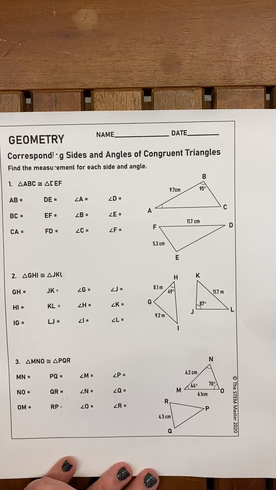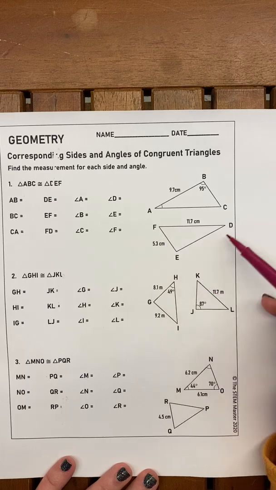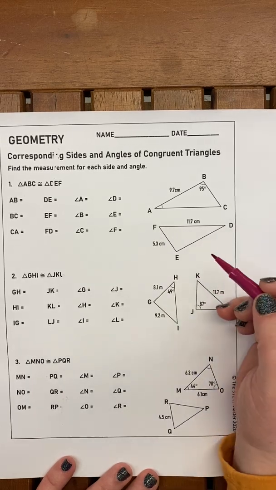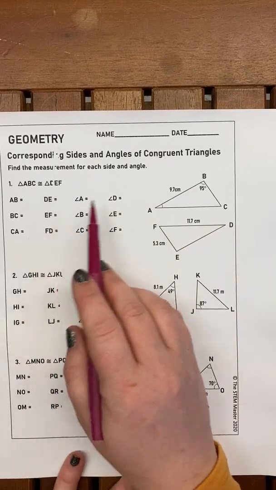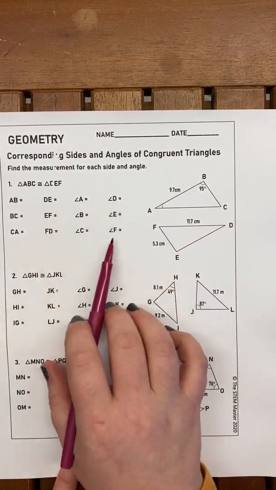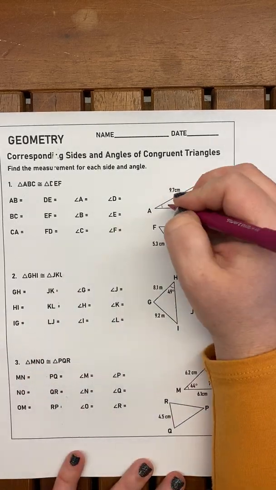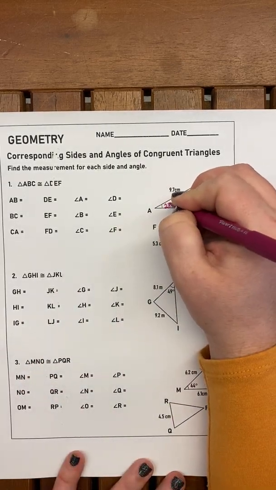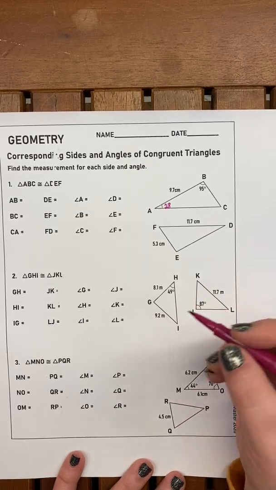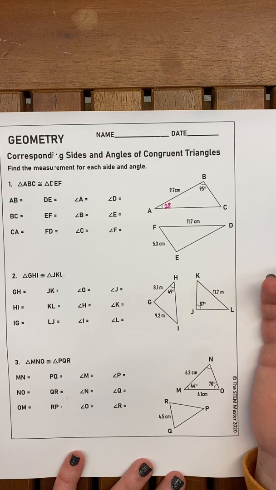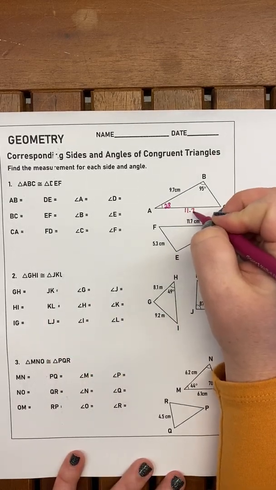So here we have angle ABC and FED, and they have labeled some of the sides, and the angles, so they want you to tell them what all of these are. Now on this one, there is a missing part. Most of the ones I was able to correct. So what I do is I want to go through here and mark which ones are congruent.